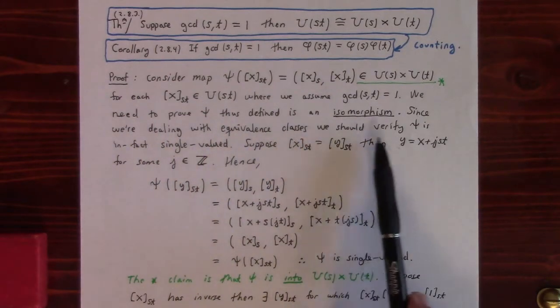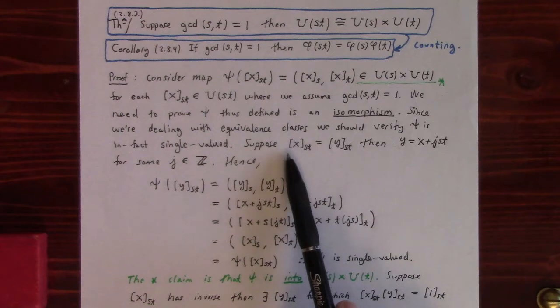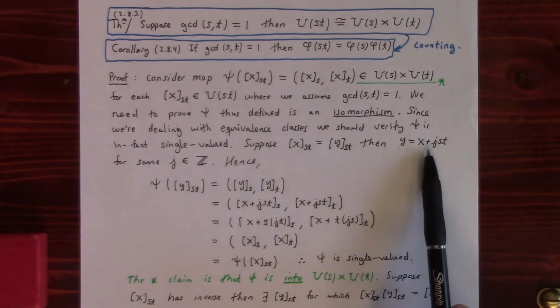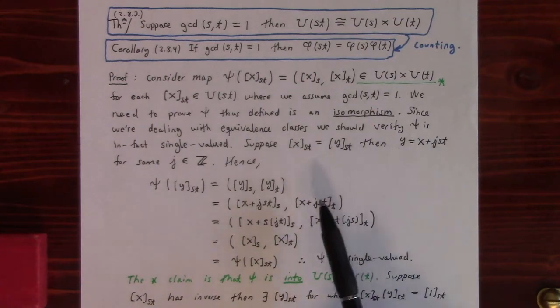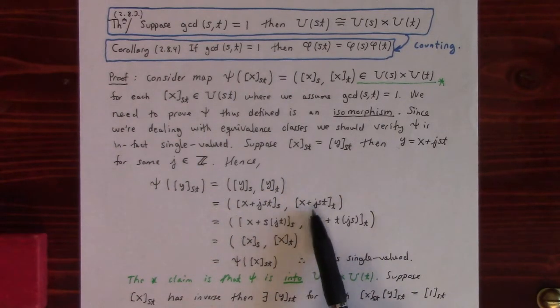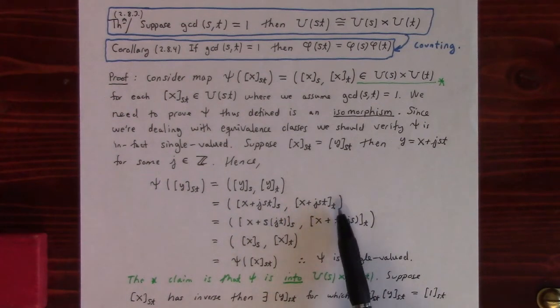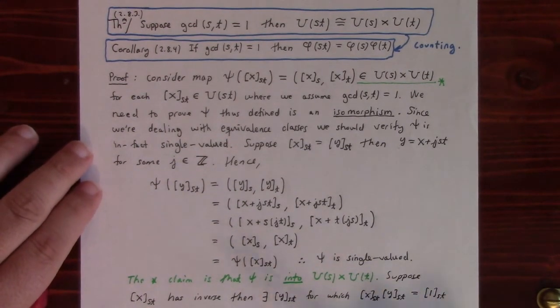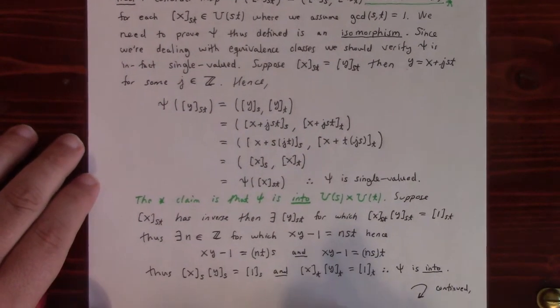And since we're dealing with equivalence classes, we should try to verify, first of all, that psi is single-valued, right? So suppose that x and y are both representatives of the same equivalence class mod st. Then y is equal to x plus some multiple of st, say j times st. And then we can calculate psi of [y] mod st, but y is equal to x plus jst. And of course we can factor out the s, we can factor out the t, and then by the properties of modular arithmetic mod s and mod t, we can collapse this down to just x and x, mod s, mod t, which then of course takes us back to psi of the equivalence class of x mod st. This proves that psi is in fact single-valued, that even though I used representatives of the coset to define it, there is no dependence on that choice. It's a single value. It's a function.